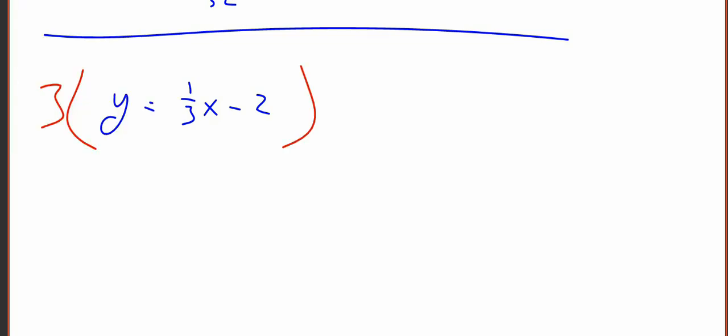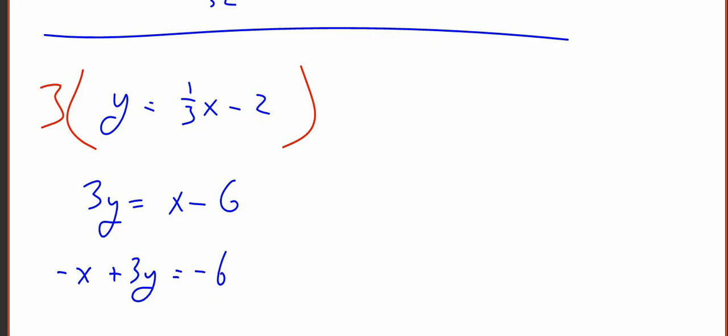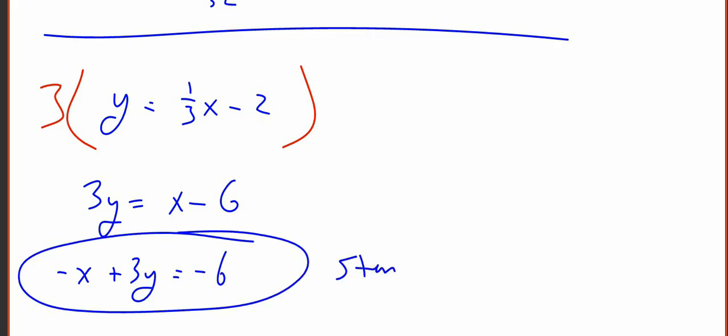If it starts in slope-intercept form, the first thing that I would do is multiply by the common denominator. The common denominator here is 3, so I'm going to multiply everything by 3. So that's going to be 3y equals x minus 6. And then I'm just going to get the x on the other side, and there it is in standard form. So if I need standard form, I always start in one of the other two and then go to it.